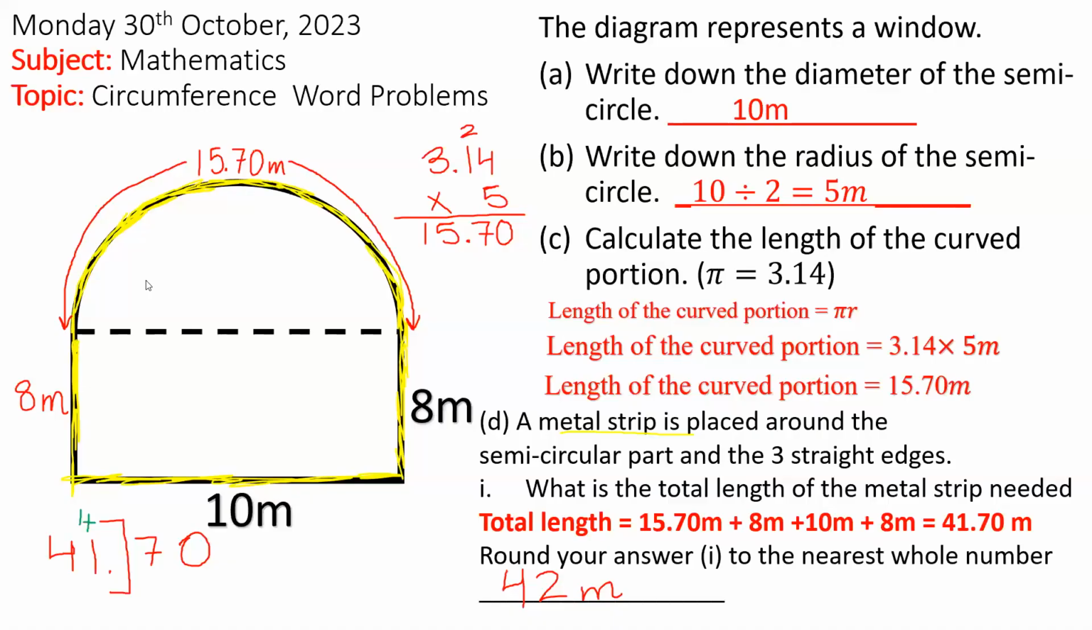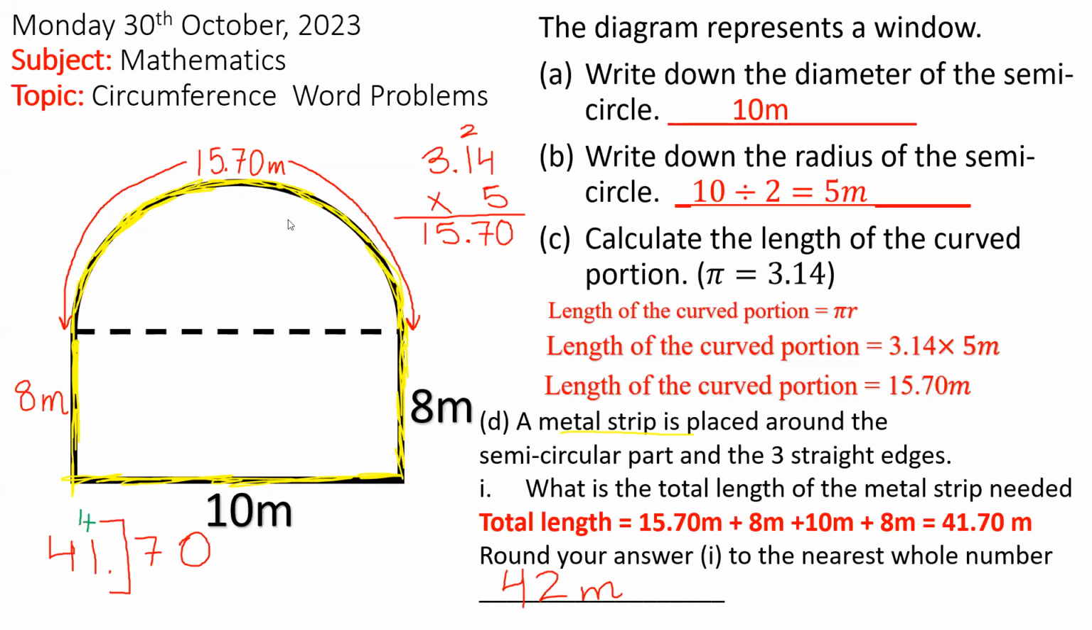Very good. That's the length of the curve. So that's this length, right? Yes, sir. And we want the total length of the whole metal strip needed, right? Yes, sir. So we add, but how do we get this 8 meters? Because it's equivalent to the next side, which is also 8 meters. Very good. So we have 8 meters, 10 meters, and 8 meters. What are we gonna do with all of them? Add them. All right.